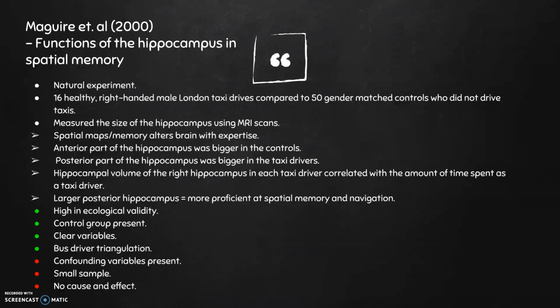This study was high in ecological validity, as it examined a real-life event. There was also a control group present and clear variables stated. In a later version of the experiment, bus drivers were added, and the same result was found. Thus, triangulation provides strength for the study. However, there may be some confounding variables present, and the sample was quite small. Also, since there is no manipulation of the independent variable, we cannot identify cause and effect.